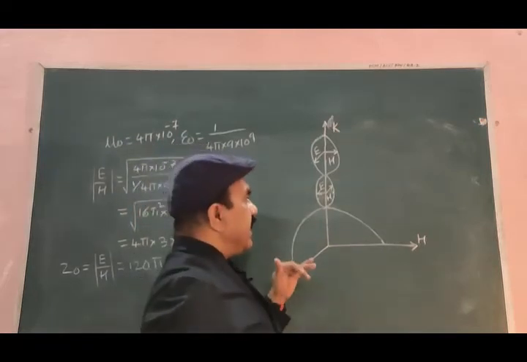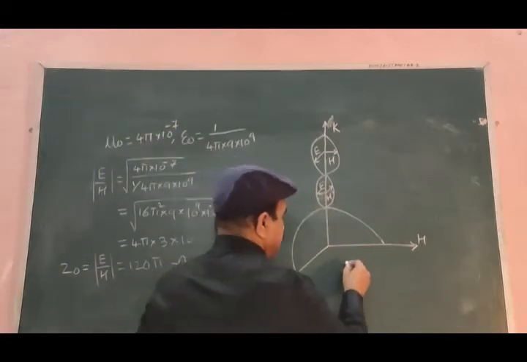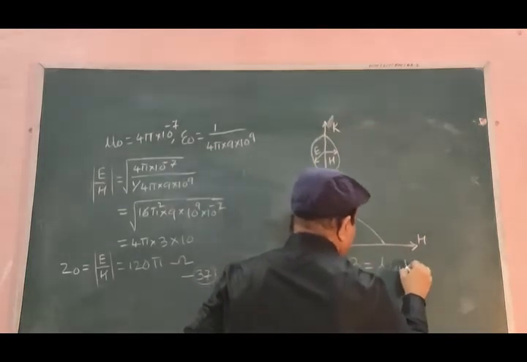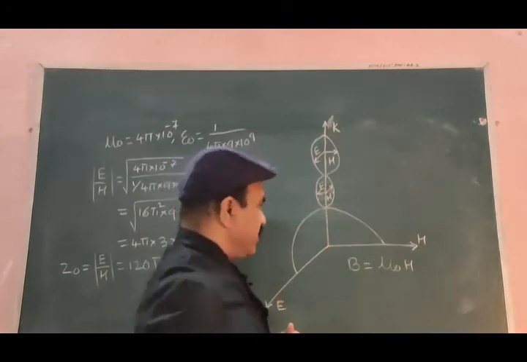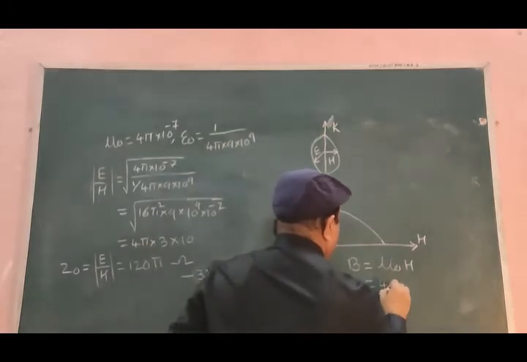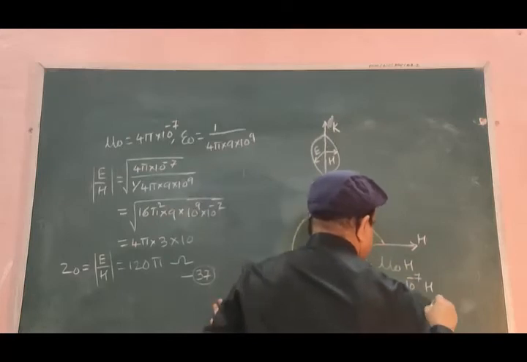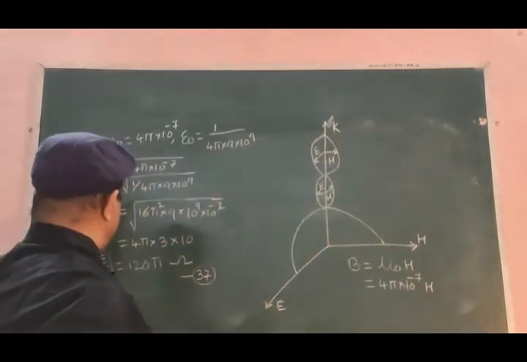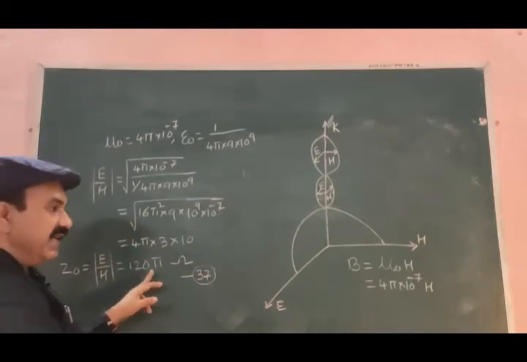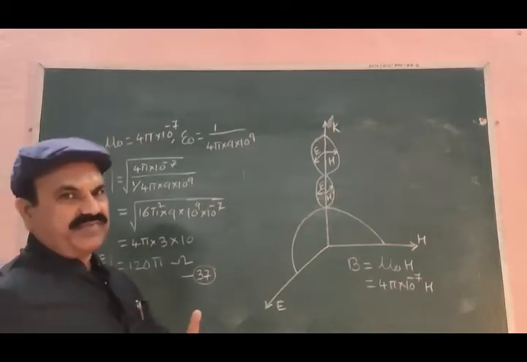One more thing that can be concluded from these relations is, what is the value of B? B is equal to mu 0 H for free space. But what is mu 0? It is 4 pi into 10 to the power minus 7 H per meter. And what is E by H? E by H is 120 pi. It means that this E is much larger than H.